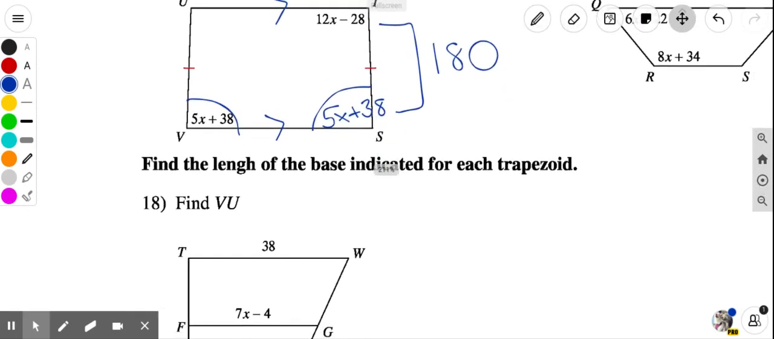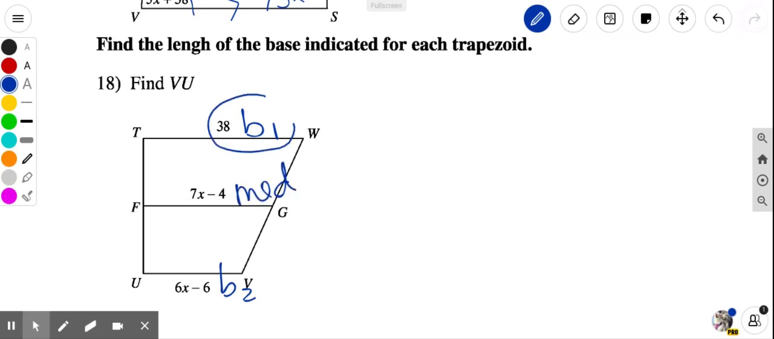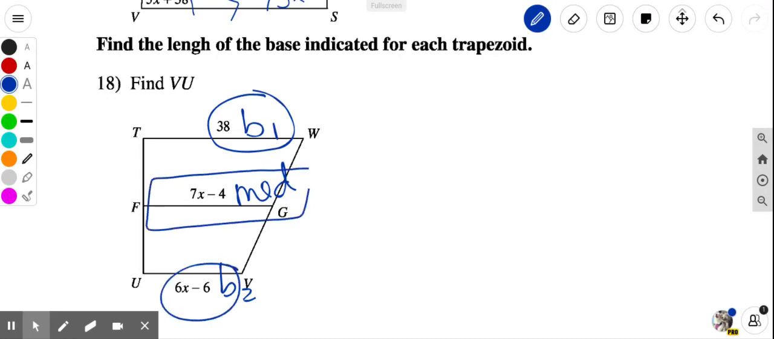I'm not going to do out number 18 either, but I do want you guys to try 18. I'm just going to talk a little bit about it. So this one, we would have base 1, base 2, and this would be your median. So you would still want to set it up where you're doing base 1 plus base 2 all over 2 equals the median, and then you would solve for x. So actually, why don't I set that up for you?